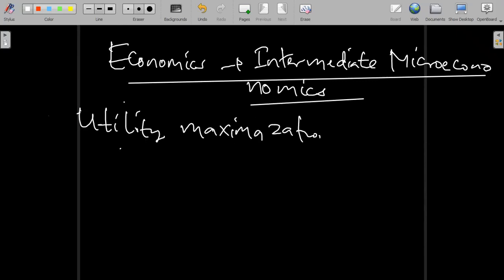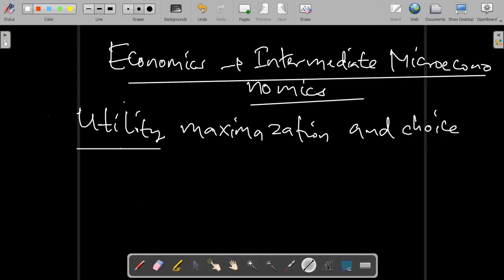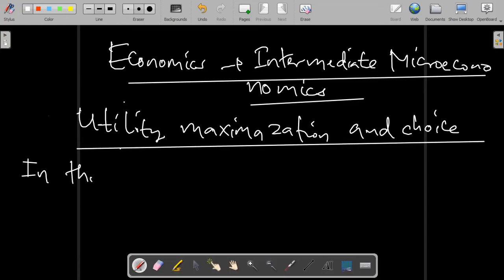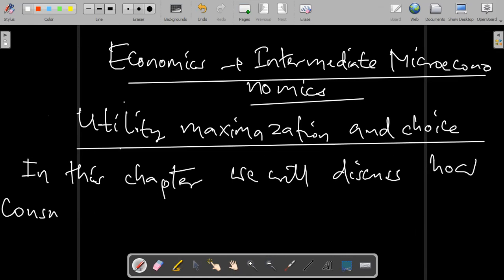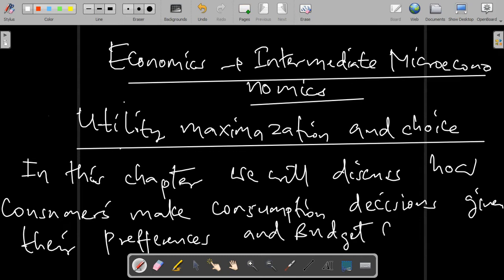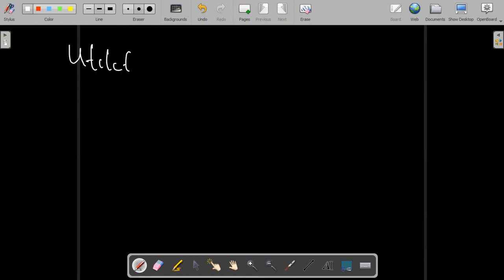Today is intermediate microeconomics. We are going to begin by looking at utility maximization and choice. In this chapter, we are going to look at consumers, and how they make consumption decisions given their preferences and budget constraint. Every consumer makes purchases in the market for goods and services.